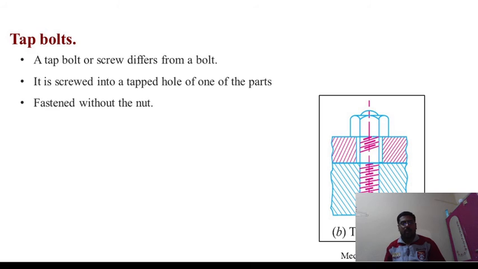Next one is the tap bolt. A tap bolt or screw differs from a bolt. A tap bolt has the head only on the top portion, and there is no head on the bottom side. It is screwed into a tapped hole of one of the parts. You can easily tighten the parts with the head. This is the tap bolt. It is fastened without the nut. In through bolts, one side is the head and the other side has a nut, but here we use only the tap bolt. There is no nut at the other end. This is the tap bolt.